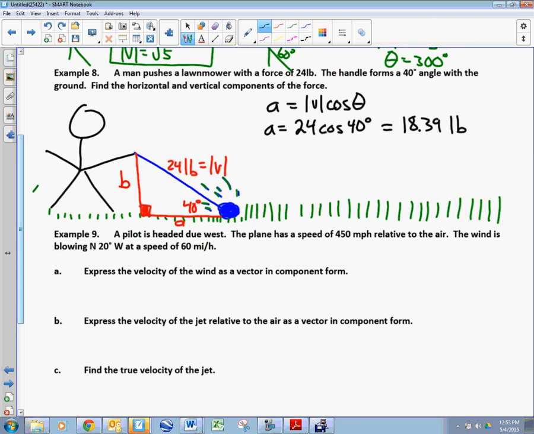It doesn't say cosine inverse. And if you were given A and trying to find the angle, then you'd be doing cosine inverse. So cosine inverse is what we use when we try to find angles. We're not doing that. Okay. B is equal to 24 times the sine of 40 degrees. And 24 times the sine of 40 is?